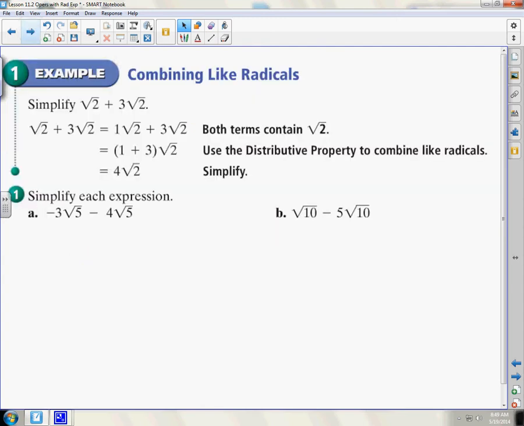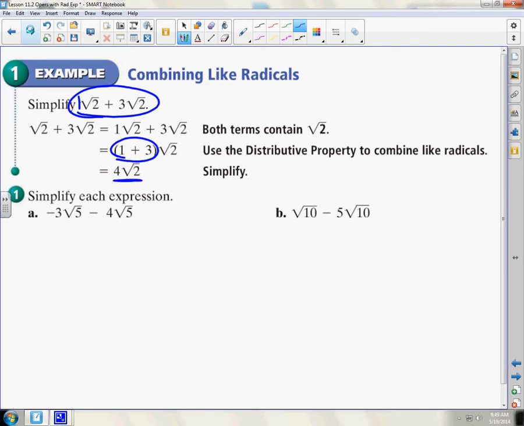So my first example is combining like radicals. This is really pretty simple. If you have radicals that are the same, so look at both of these, they're both square root of 2. You have to assume that there is a 1 in front of anything that's left alone, because of the multiplication property of identity. And then you just add the 1 and the 3, and you keep this radical.